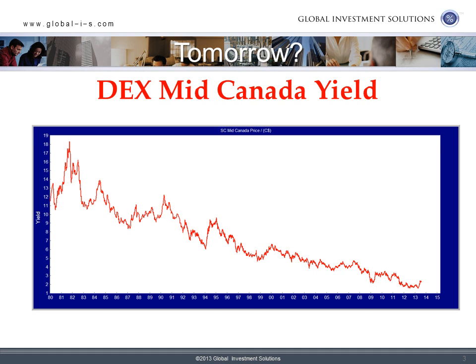In this chart, you can see the Dex Canada yield from 1980 all the way through to current times. At the start, you can see interest rates were around 18%, and now they're down around 1%. So which way now? Up, down, sideways? You've probably enjoyed some very good returns from this tailwind of having decreasing interest rates over that 30-year period. So where do we go now?